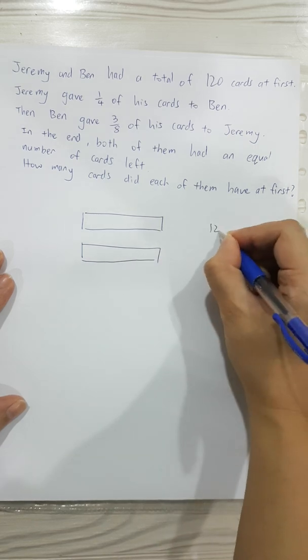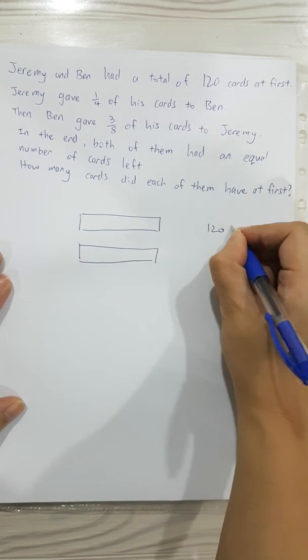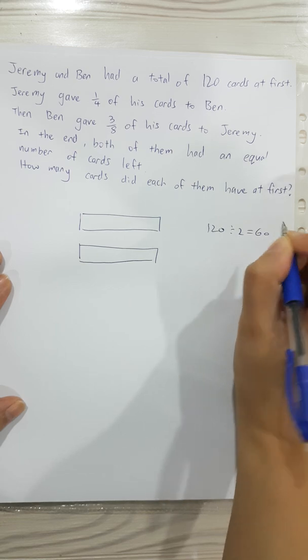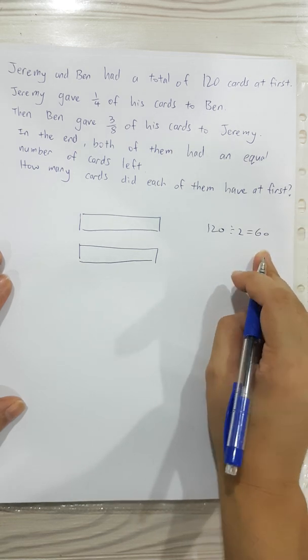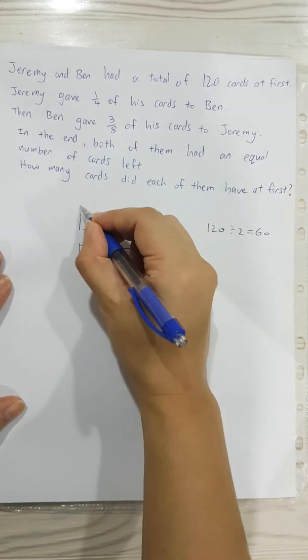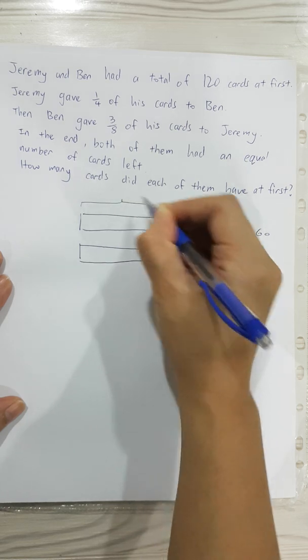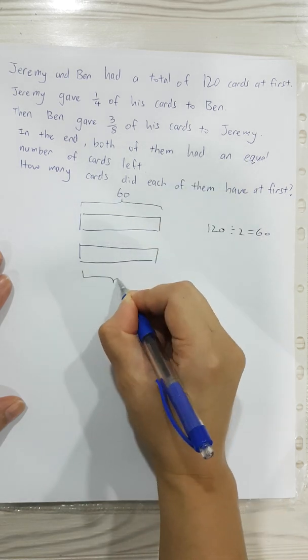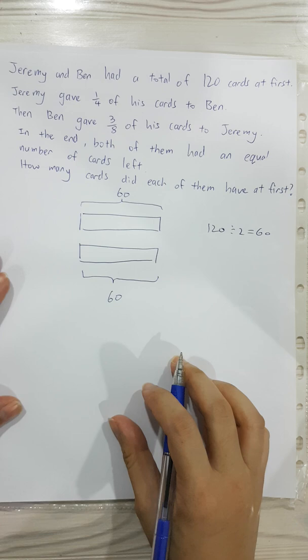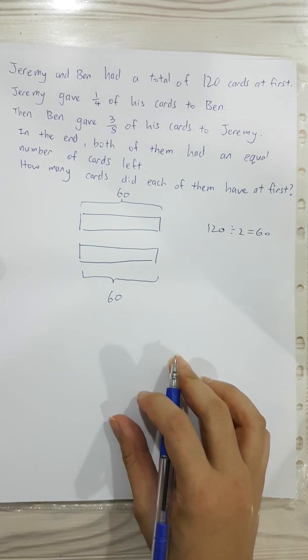You will take 120 and divide by 2, which is 60. So each of them has 60 in the end. So this is 60, and here, 60. Okay? Next.